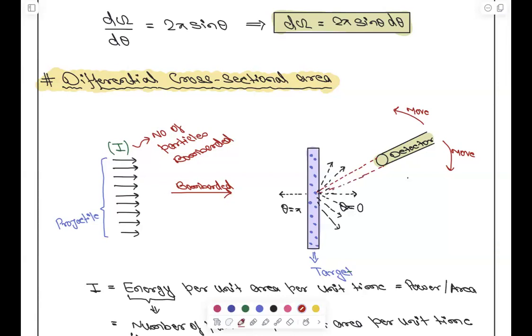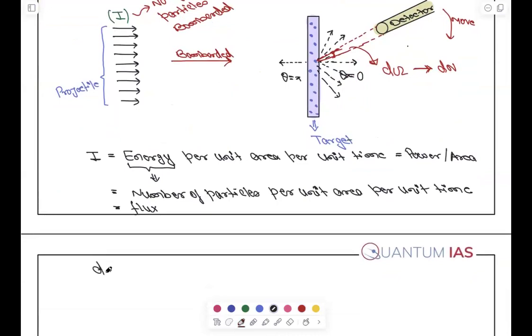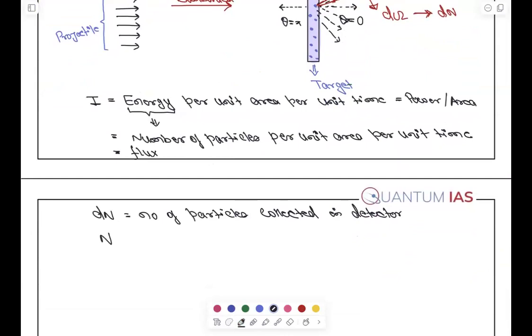Now, if you see here, can everyone see that it is 3D? In it we will have a d omega, and in this d omega we will have dn. What is dn? Let me write it down. dn is equal to the number of particles collected in the detector. And let us write nt. nt I am defining as the number of target particles.